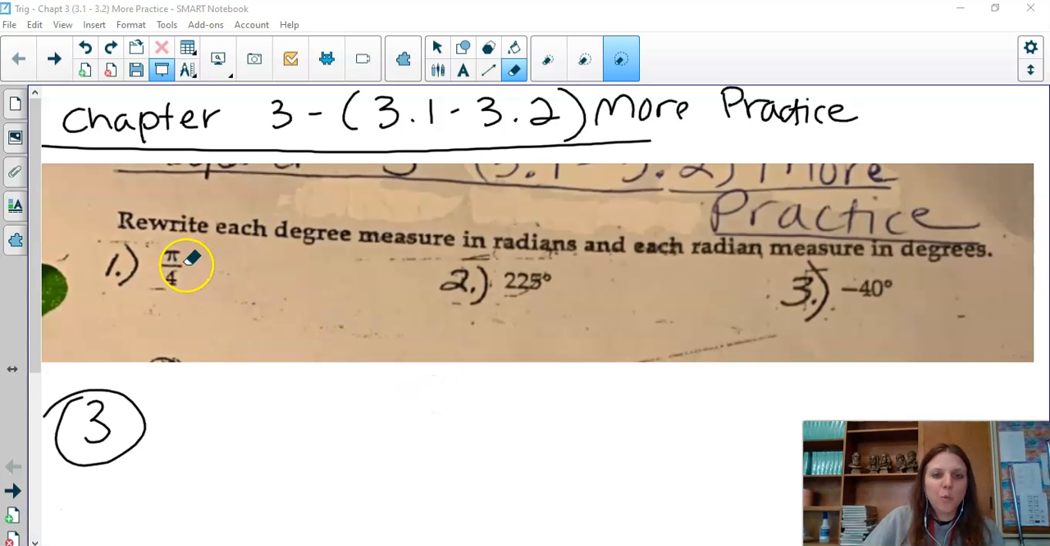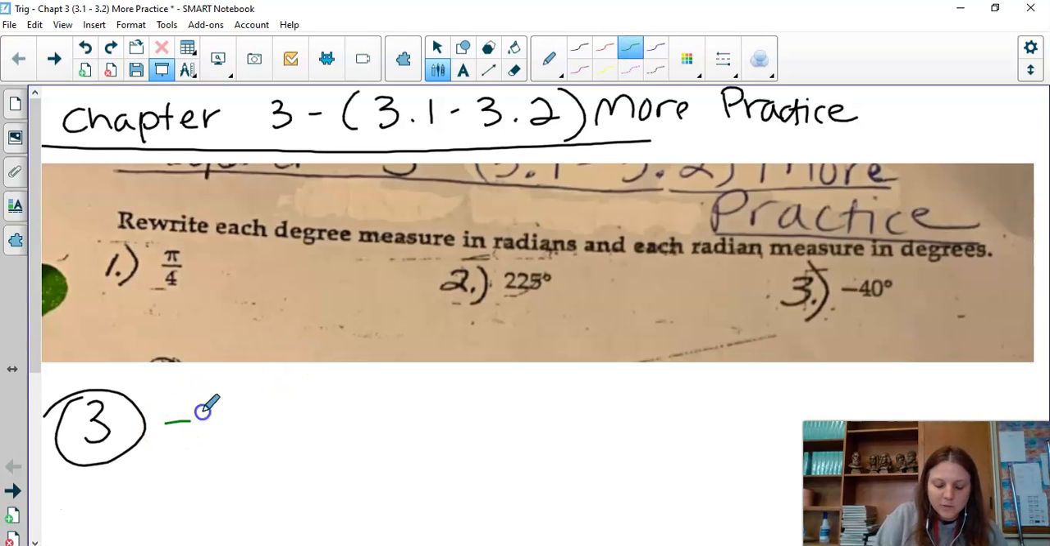Okay, let's look at questions 1, 2, and 3. It says rewrite each degree measure in radians and each radian measure in degrees. It doesn't say to give the answer as a decimal, so this means you want to assume you're going to leave pi in your answers whenever applicable. Number 3 says negative 40 degrees. I've just picked out some random questions that I want to do with you. Let's start with number 3, negative 40. And again, you're just going to write this on a separate sheet of paper.